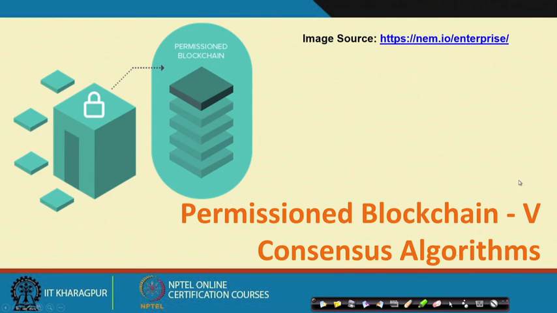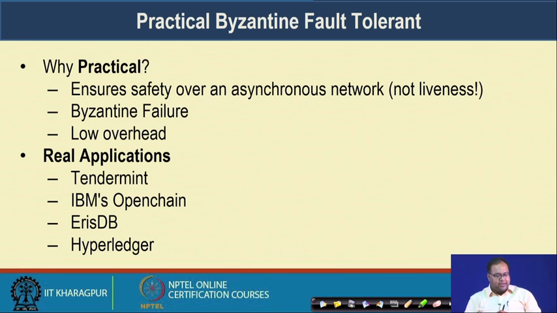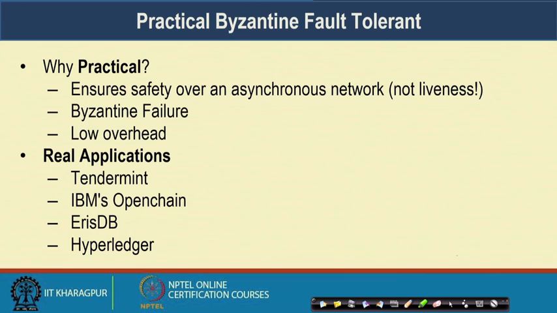So, let us look into this algorithm, which we call the practical Byzantine fault tolerant or PBFT algorithm. It is termed practical because it ensures safety over an asynchronous network, but not liveness on a pure asynchronous network, as otherwise it would violate the impossibility theorem. To ensure liveness we have a weak asynchronous assumption where we deviate from a pure asynchronous system. I will discuss all these constructs in detail. The system is able to support Byzantine failure and it has low overhead.